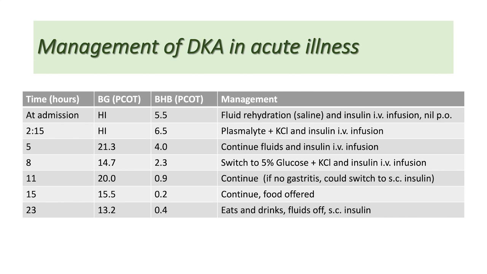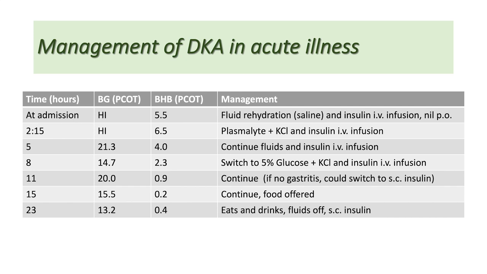This is a table showing the development of the blood sugar measured by POCT device and BHB level, again measured by POCT devices. At admission, the blood sugar was very high, BHB was 5.5, and you start your management with fluid rehydration, usually with saline. You start IV continuous insulin infusion and nothing by mouth.